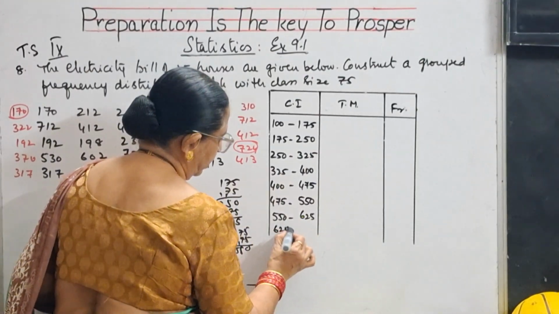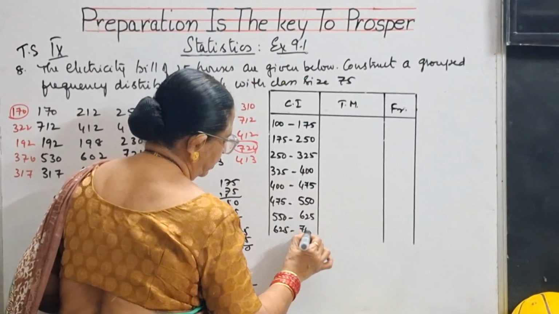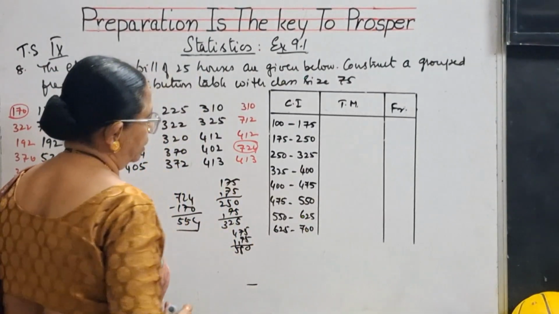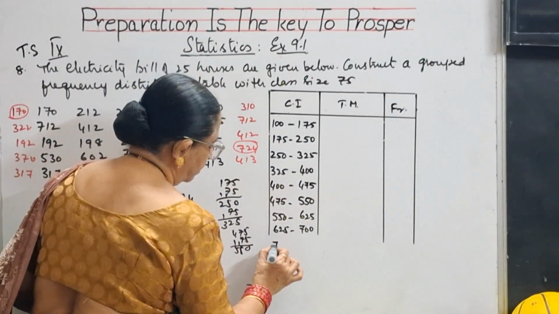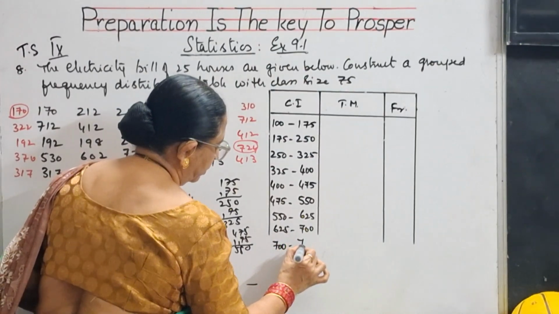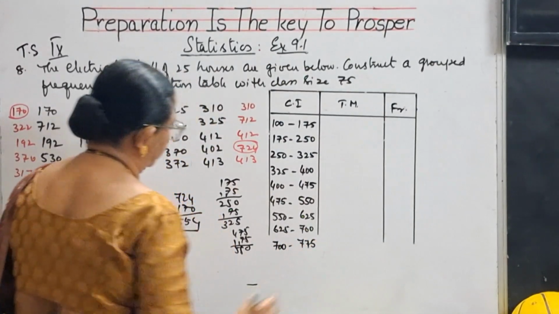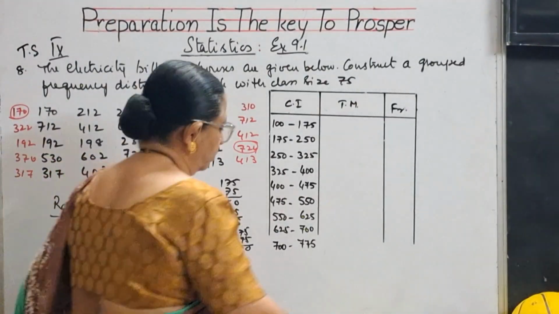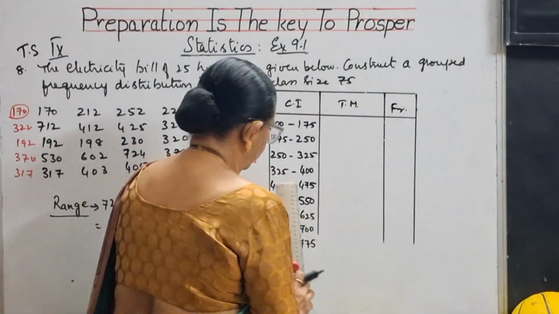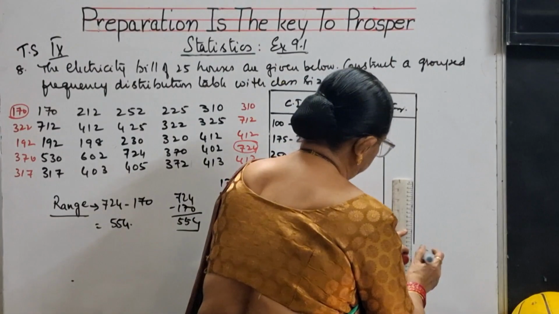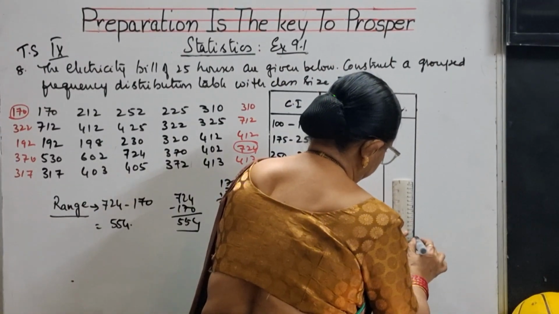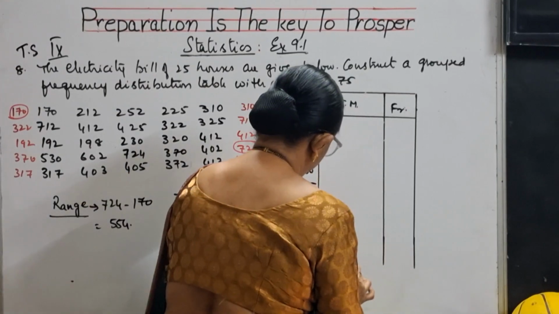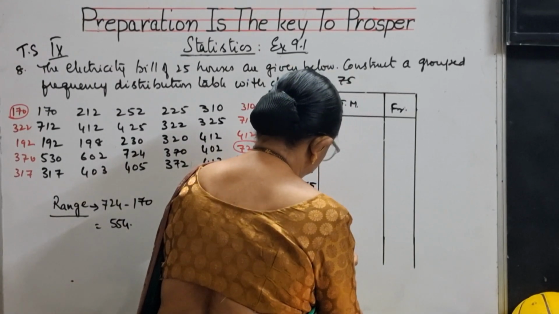625 plus 75 is 700, and 700 plus 75 is 775. What is our greatest value? Greatest value is 724. So you can stop your size of the classes in this way. Class intervals can be ended here. So let me extend the table.